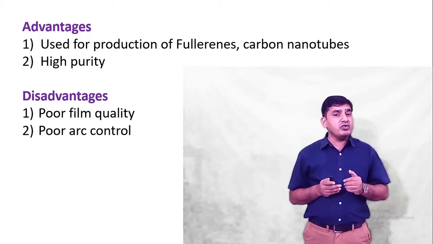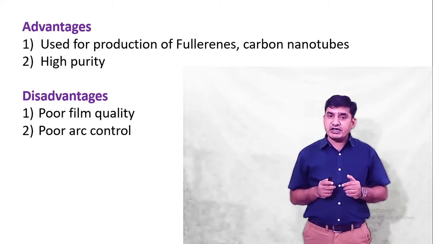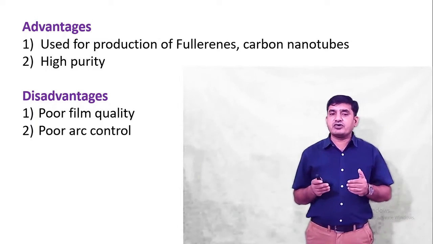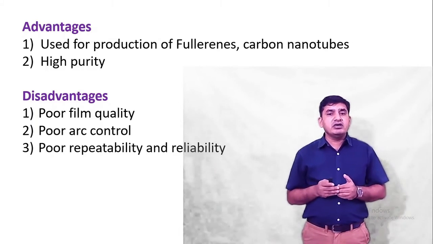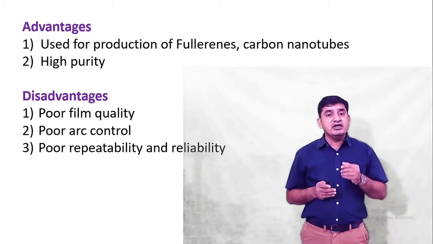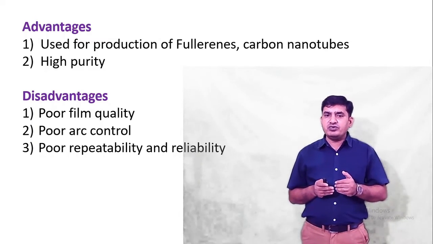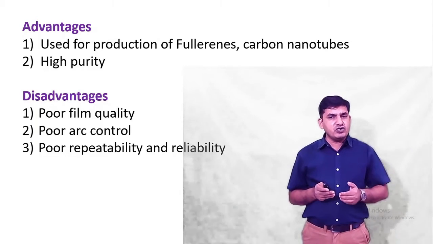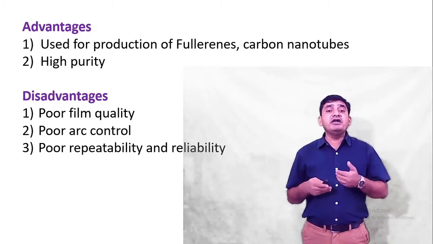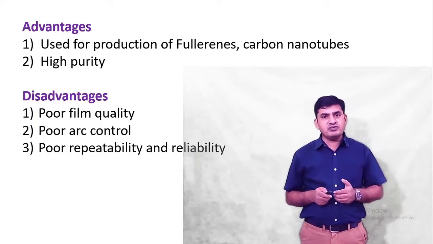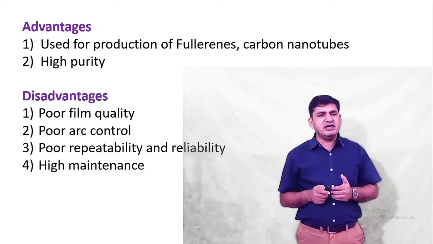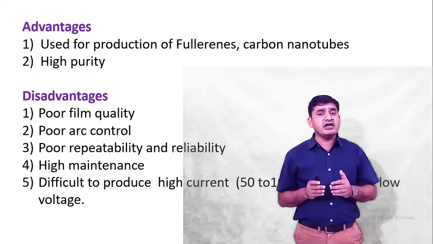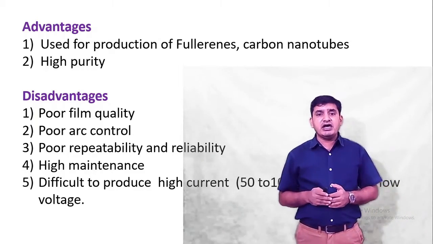The arc can be controlled only by applying electric current and voltage across the electrodes. Poor repeatability and reliability. Here, when fullerene or carbon nanotubes are produced at a particular instant, such type of carbon nanotubes or fullerene cannot be repeatedly produced after some time. So poor repeatability and reliability. High maintenance, it requires high maintenance. It is difficult to produce high current of about 50 to 100 amperes at low voltage. These are some advantages and disadvantages of this electric arc deposition.